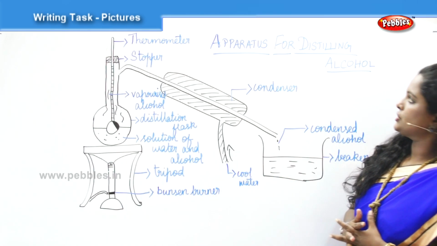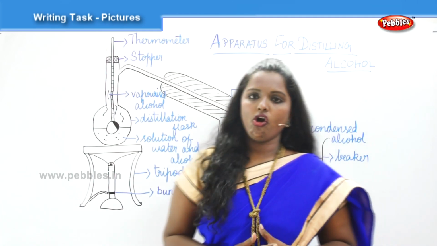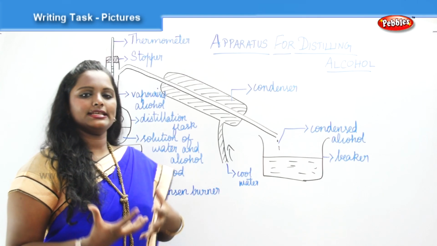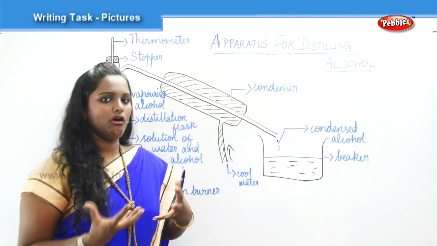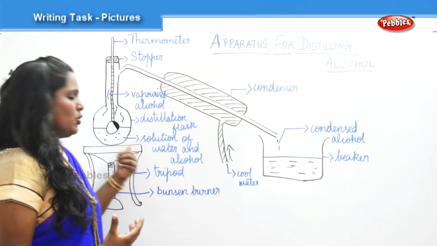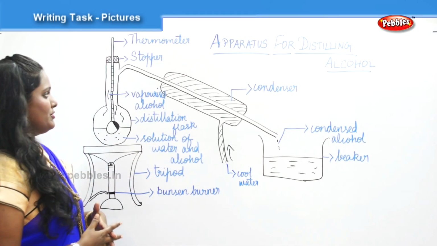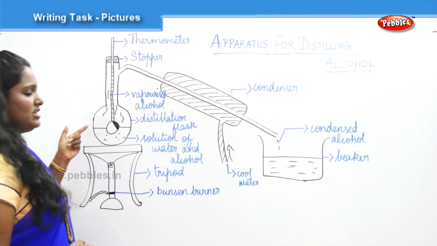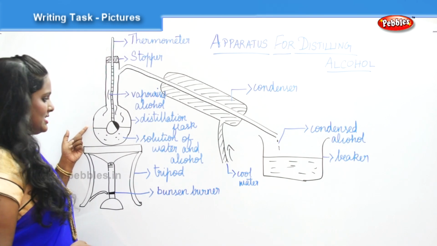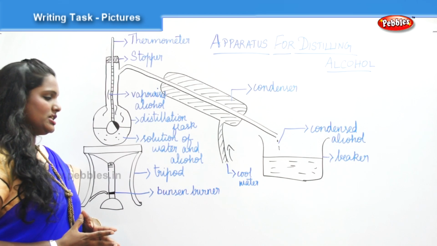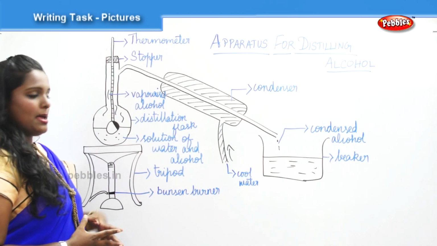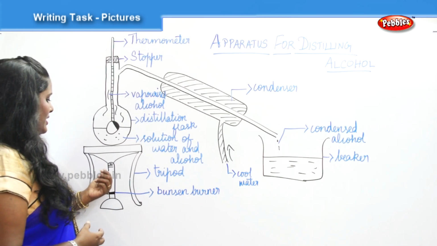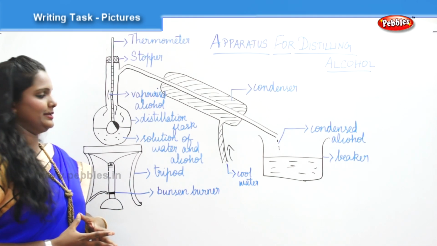This diagram shows the process of distilling alcohol, where collecting alcohol or separating alcohol from water. The procedure begins like this, where we have a distillation flask that contains a solution of water and alcohol placed above a tripod and a Bunsen burner.